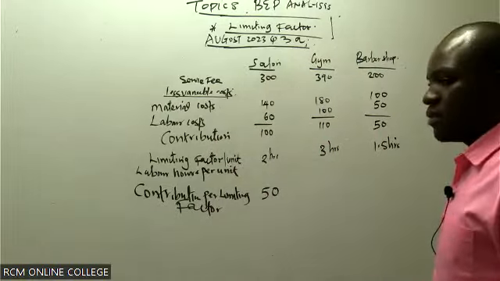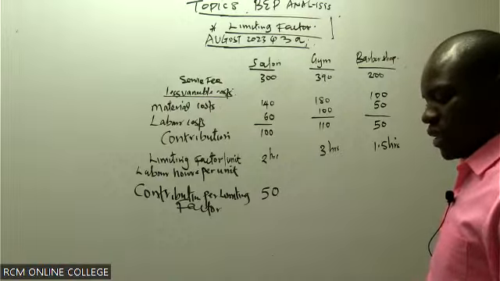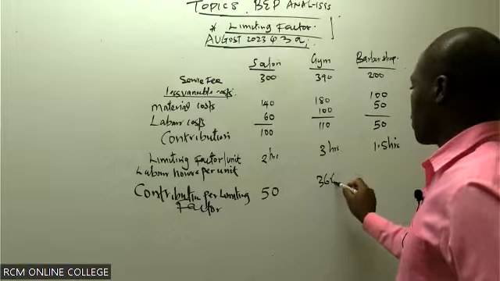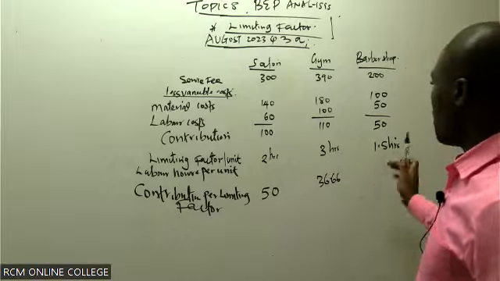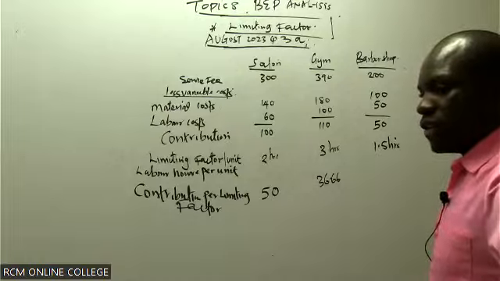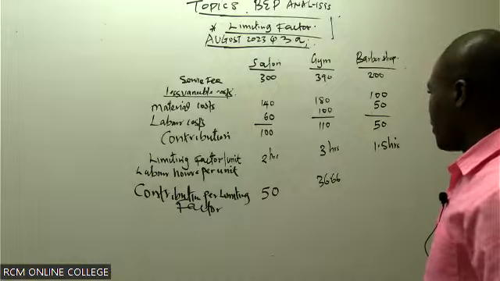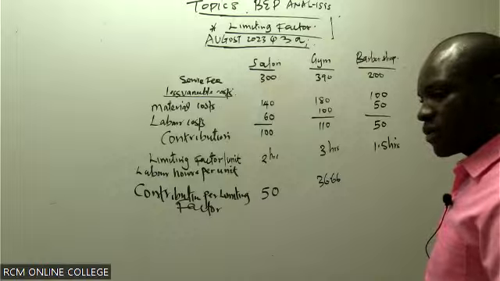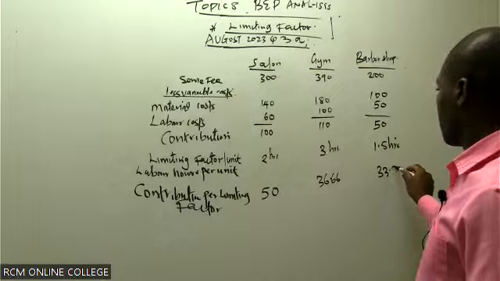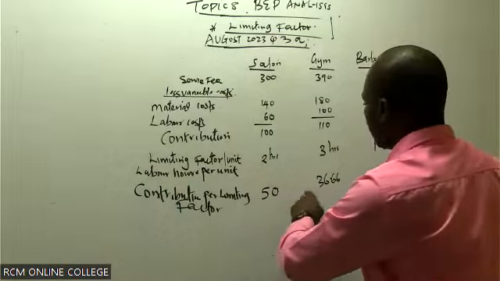How about this part? 110 divided by 3 is 36.66. How about this? 50 divided by 1.5 is 33. So that is the contribution per limiting factor.